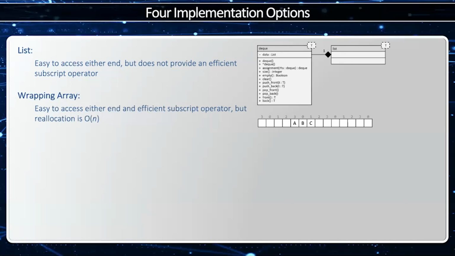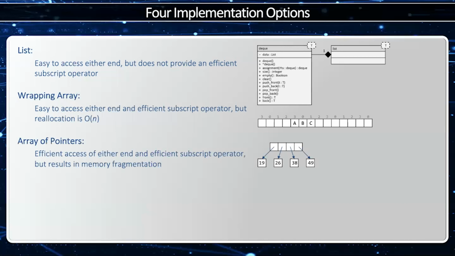efficient option. The array of pointers option is just like the wrapping array with one important exception. When it comes time to reallocate, the array can be grown or shrunk in size without actually moving individual elements.